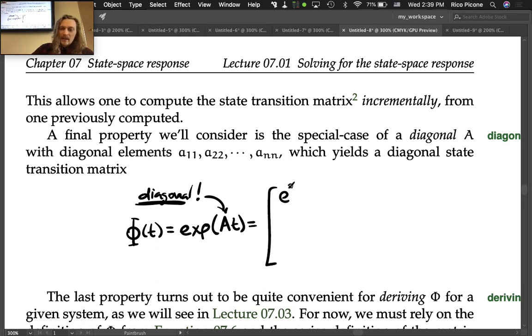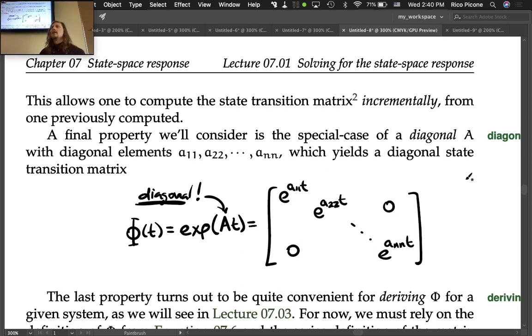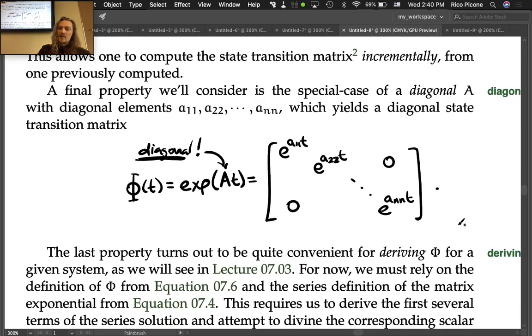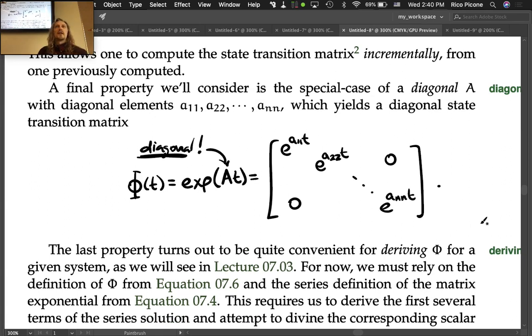We have e to the A11 t, e to the A22 t along the diagonal, and then all the way down to e to the ANN t. And all of the off diagonal terms are 0. So this is the only one that we actually have an easy result for. If you have a diagonal A matrix, you just have a nice diagonal state transition matrix. And we're going to use this property in lecture 7.3. Okay? And it's going to be very convenient for deriving the state transition matrix for a given problem.